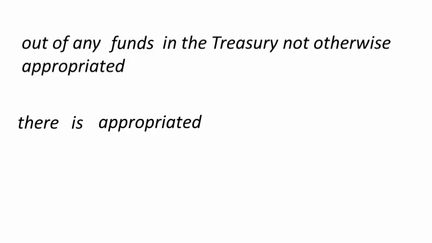In some instances, an authorization may precede the appropriation. In such cases, you may see the phrase "there is authorized to be appropriated," or "there are authorized to be appropriated," followed by "and there is appropriated," or "there are appropriated." They seem to have a lot of trouble with "is" and "are."